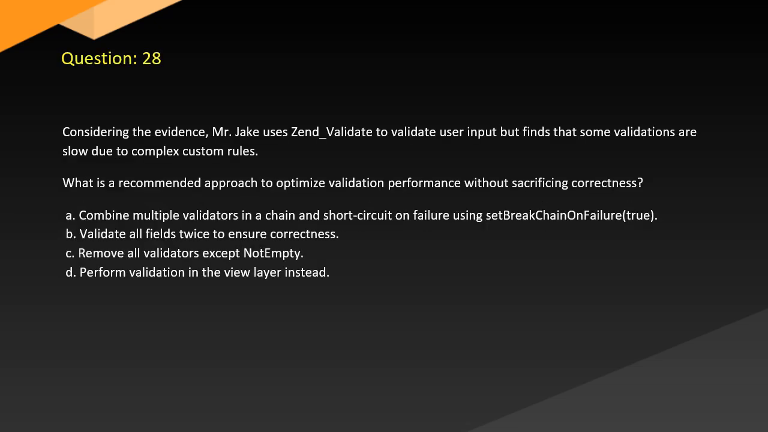Question 28. Considering the evidence, Mr. Jake uses Zend validate to validate user input but finds that some validations are slow due to complex custom rules. What is a recommended approach to optimize validation performance without sacrificing correctness? A. Combine multiple validators in a chain and short circuit on failure using separate chain and failure true. B. Validate all fields twice to ensure correctness. C. Remove all validators except empty. D. Perform validation in the view layer instead.